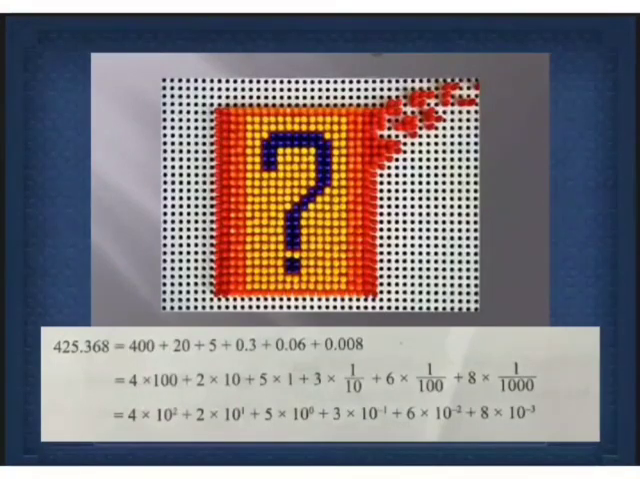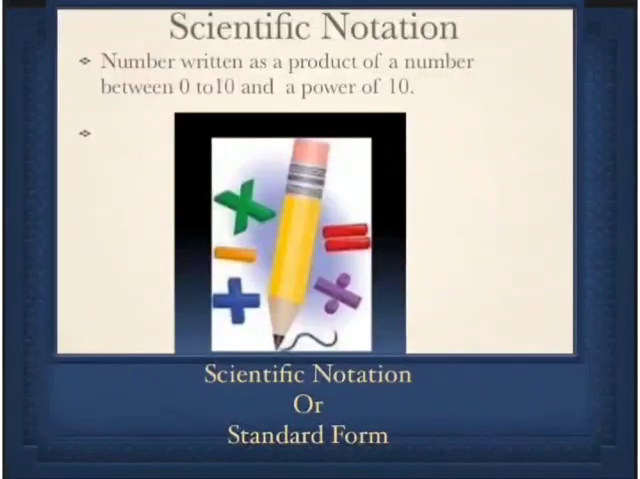And now we will discuss scientific notation, meaning standard form. A number which can be written as a product of a number between 0 to 10 and a power of 10 is called scientific notation, or standard form.